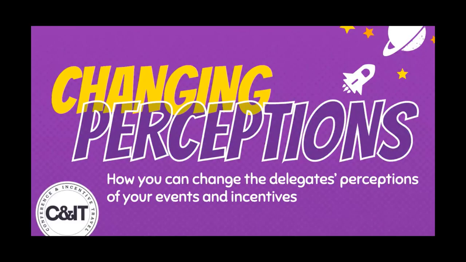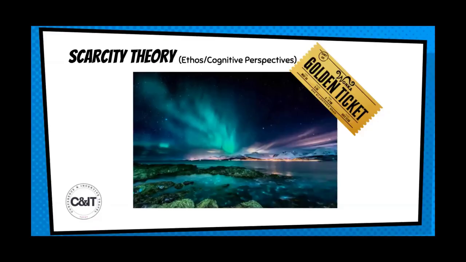And I will talk to you now about changing perceptions. So the ethos or the cognitive perspective suggests that you instantly associate the quality of a speaker based on the quality of the surroundings or the production, et cetera, et cetera.